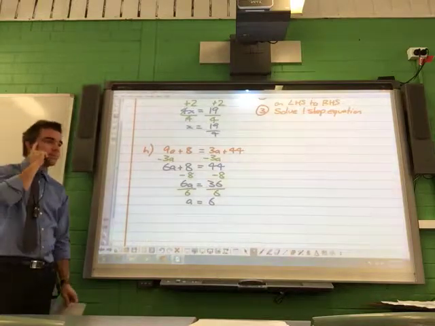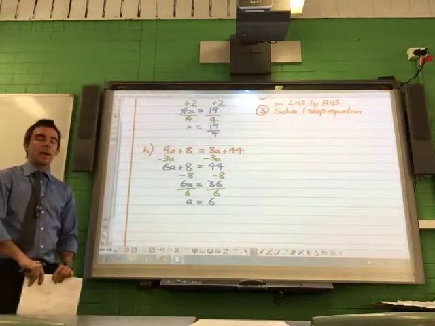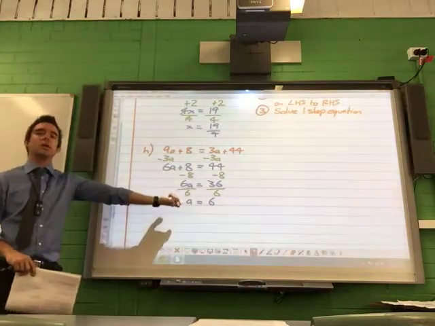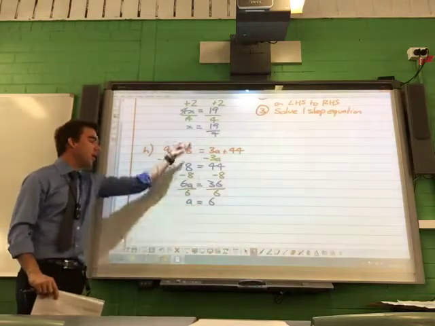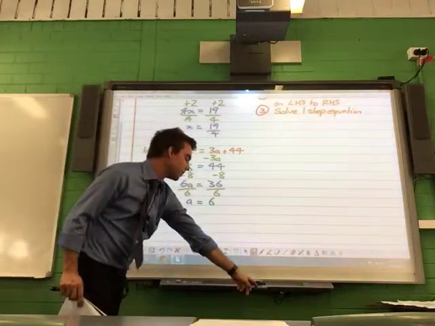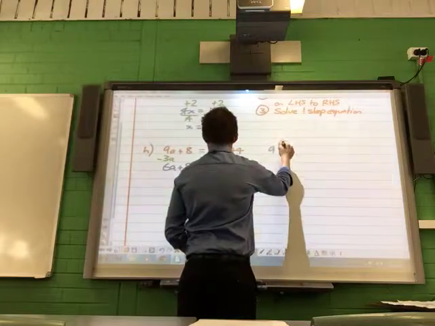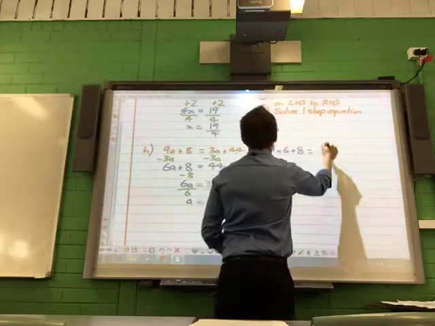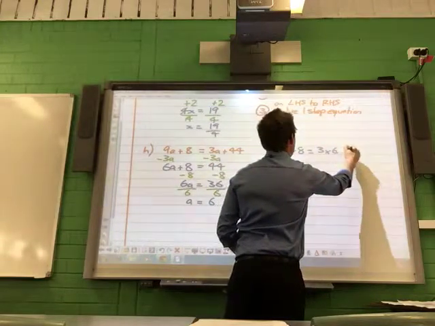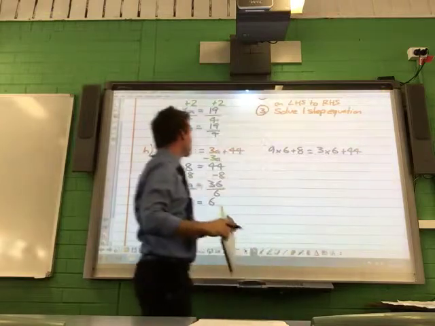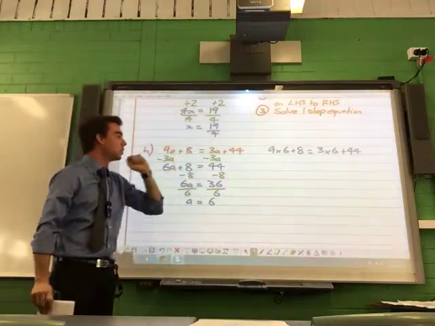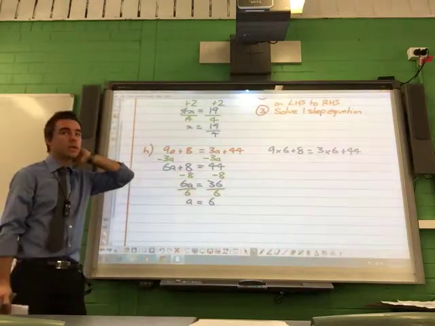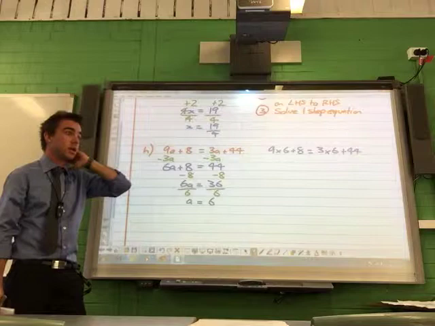Alright, if you're doing an assessment, for example, and you're finished reasonably early and you've got time to check your work, okay, what you can do is substitute this answer back into the original equation. So over here, let's go 9 lots of 6 plus 8 must equal 3 lots of 6 plus 44. So what I've done is replace my a's with the solution that I've got, and then I'm going to evaluate both sides of the equal sign and show that both numbers are going to be the same.